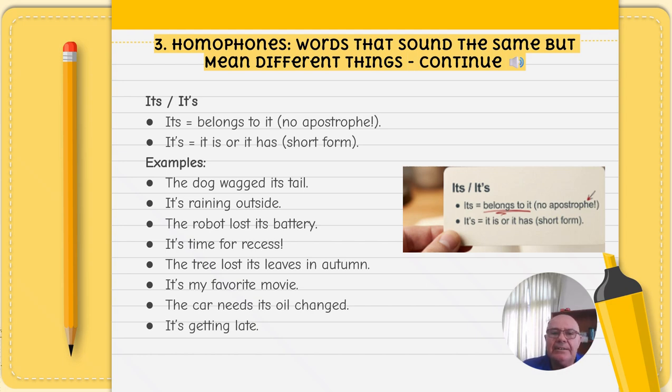As you can hear, they sound exactly the same. But after I show you a few examples, you will understand it better. First one, its, belongs to it, no apostrophe. The next one, it's, is just the short form of it is or it has. Right? Here are some examples to make it a bit easier for you.